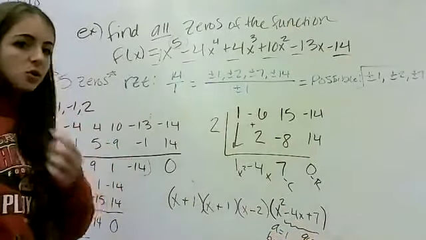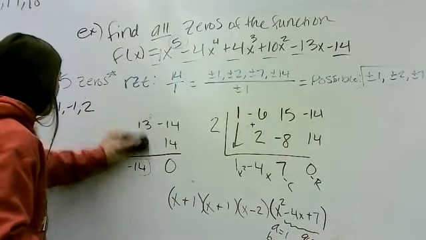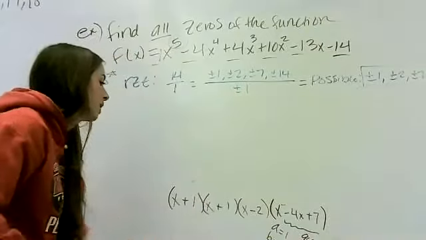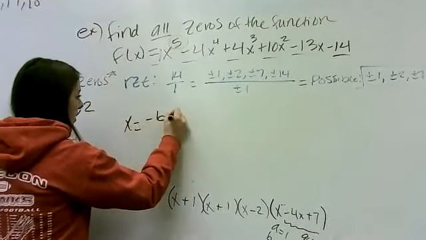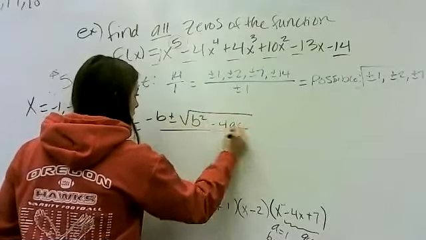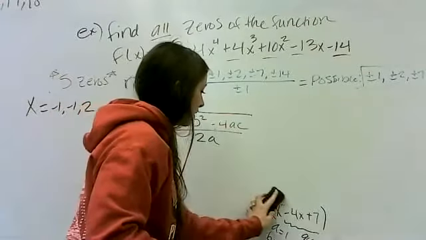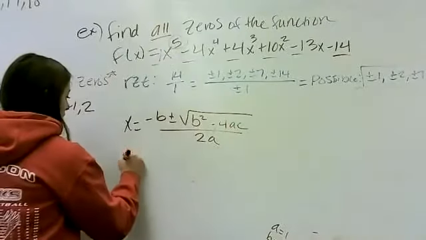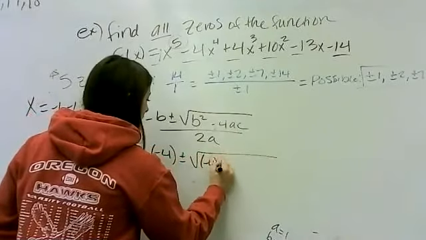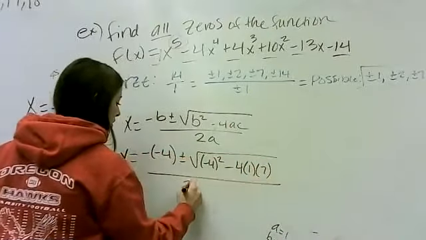I'm going to try to get it squeezed into this last little space over here. Actually, I'm going to go ahead and erase this because we don't need this anymore. Okay, so quad form is x equals -b plus or minus the square root of b squared minus 4ac all over 2a. So we need to plug in what we know for a, b, and c. We have -4 plus or minus square root -4 quantity squared minus 4 times 1 times 7 all over 2 times 1.